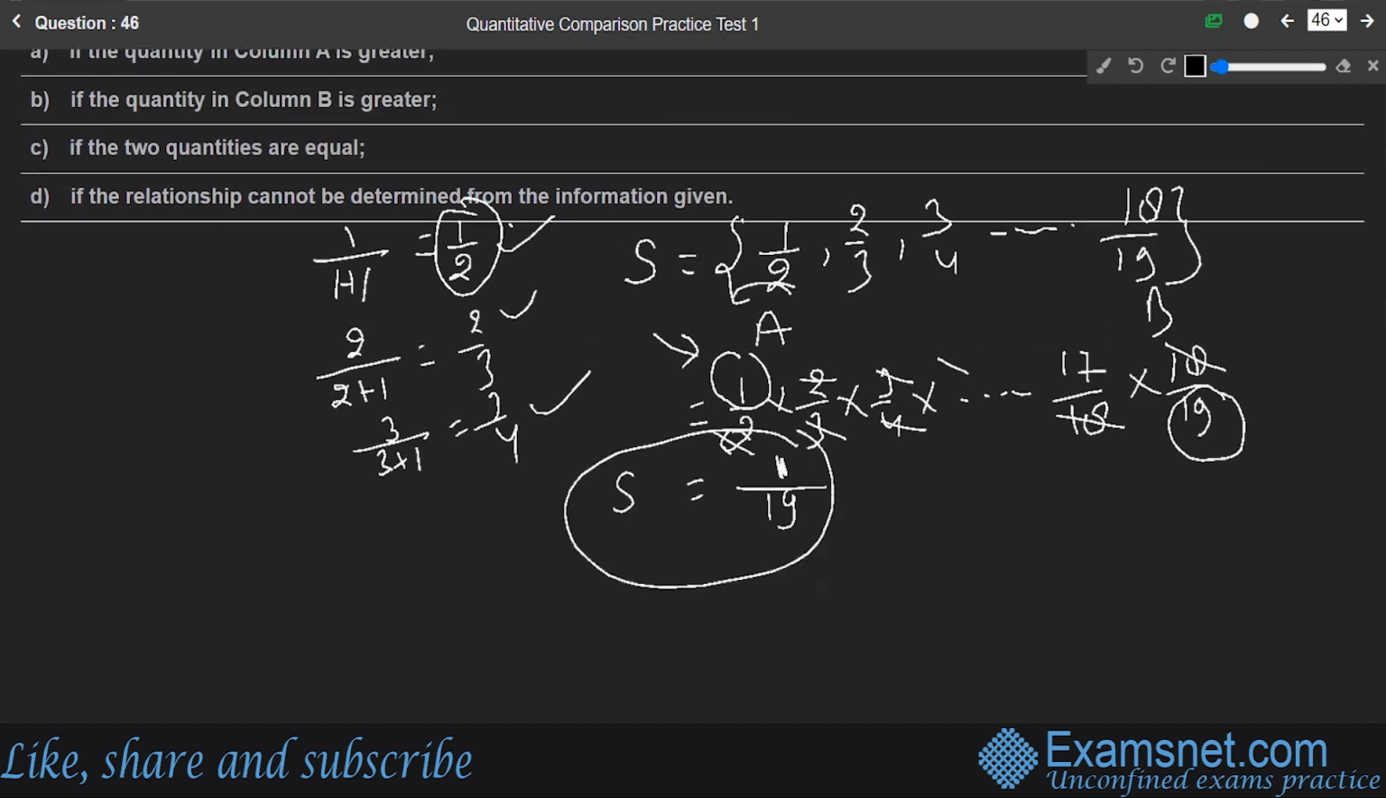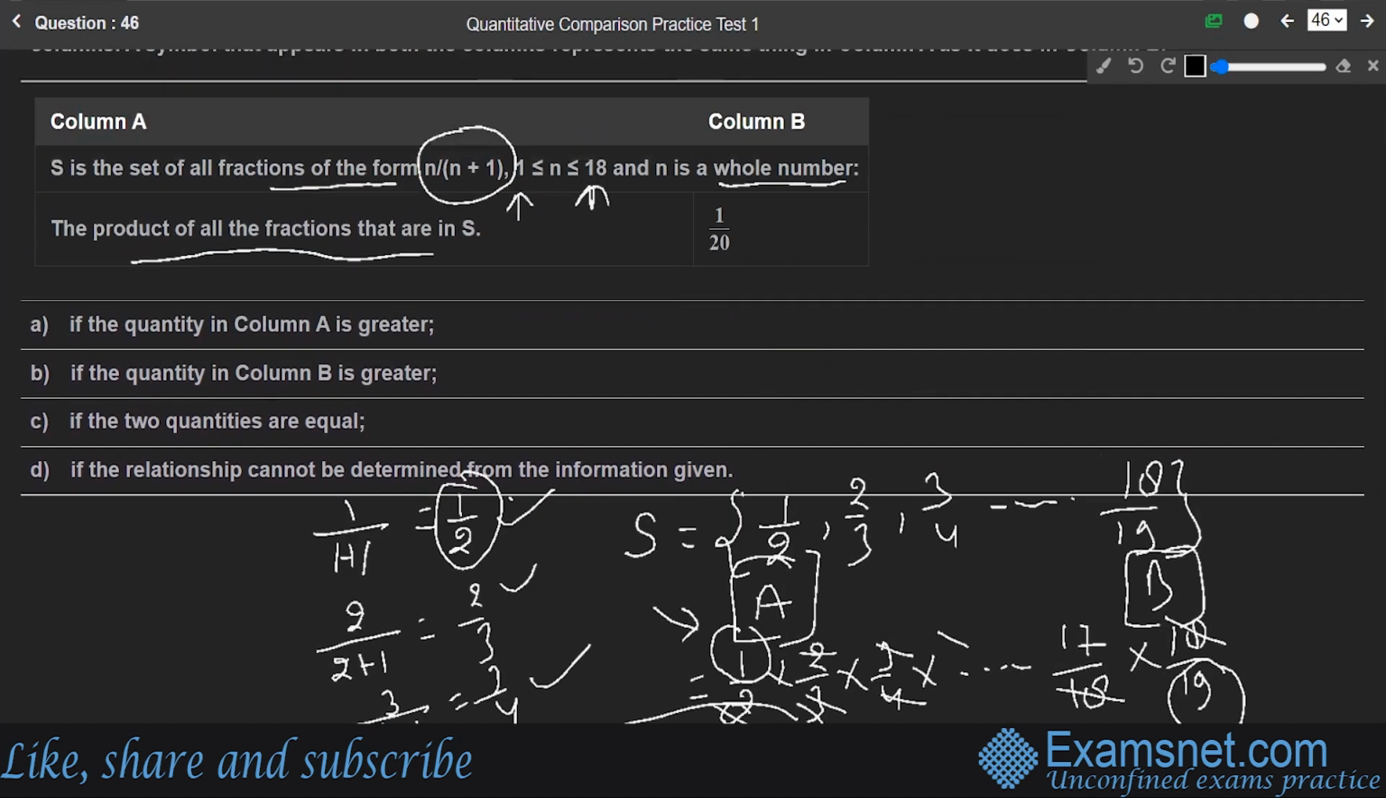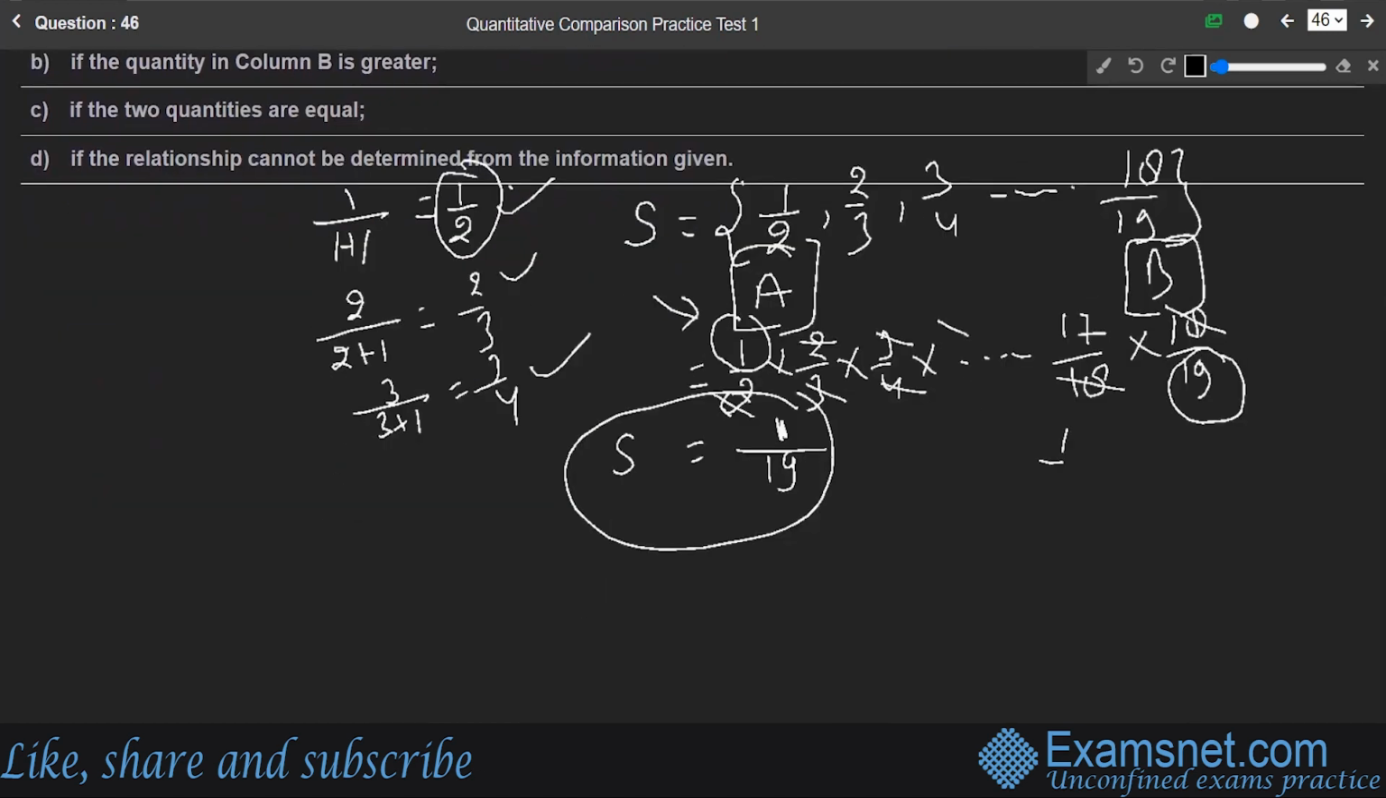Let us see what we are getting in column B. We got column A as 1 by 19. What are we getting in column B? Column B is already given the value as 1 by 20. So the next information is 1 by 20. So now we are supposed to compare which is greater, 1 by 19 or 1 by 20.